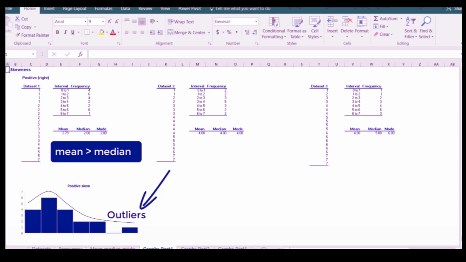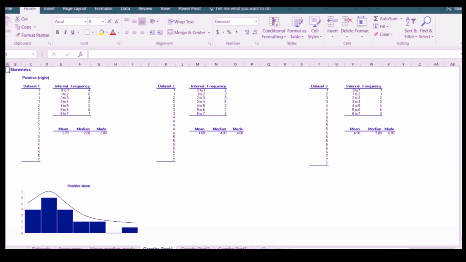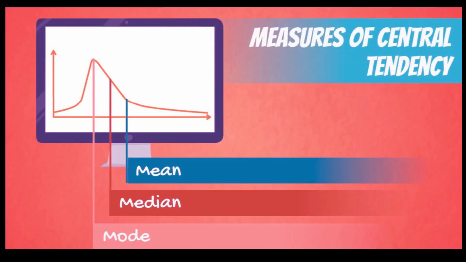It is interesting to see the measures of central tendency incorporated in the graph. When we have right skewness, the mean is bigger than the median, and the mode is the value with the highest visual representation.